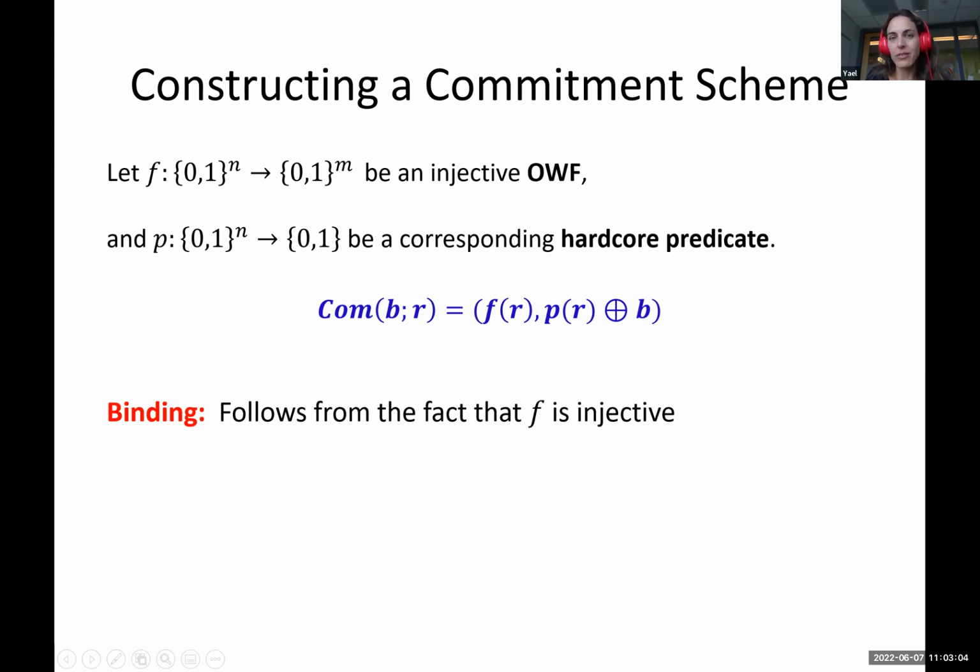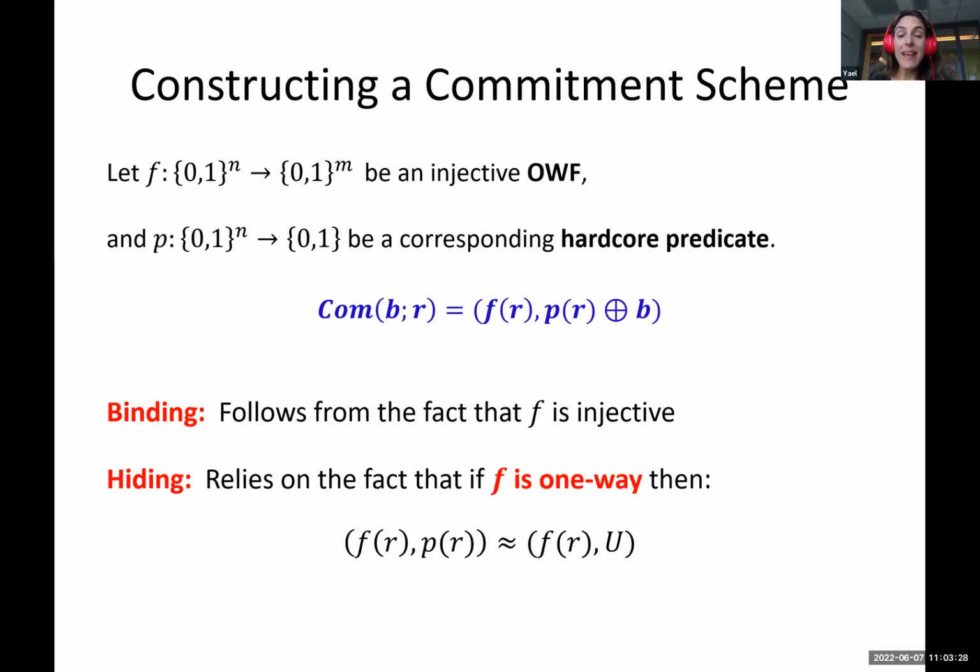And it's injective. And hence, B and B prime must be equal, because you will check that the B you have is your P of R XOR with this value. So there's only one possibility. And that's why it's binding. There's only one way you can open.